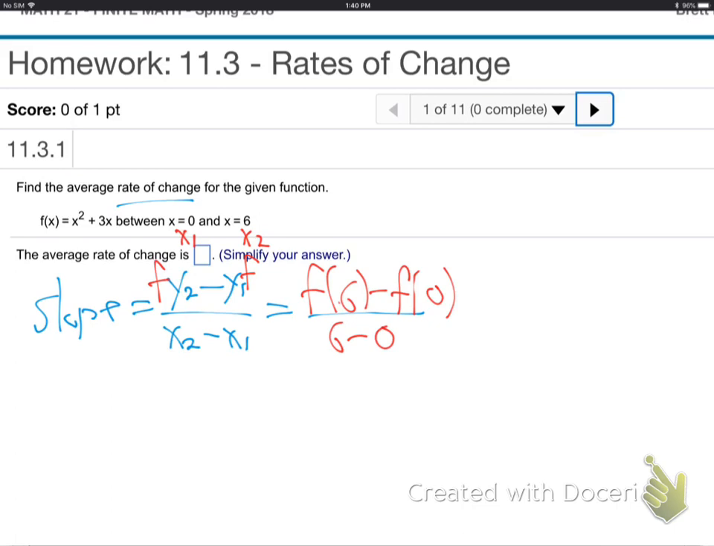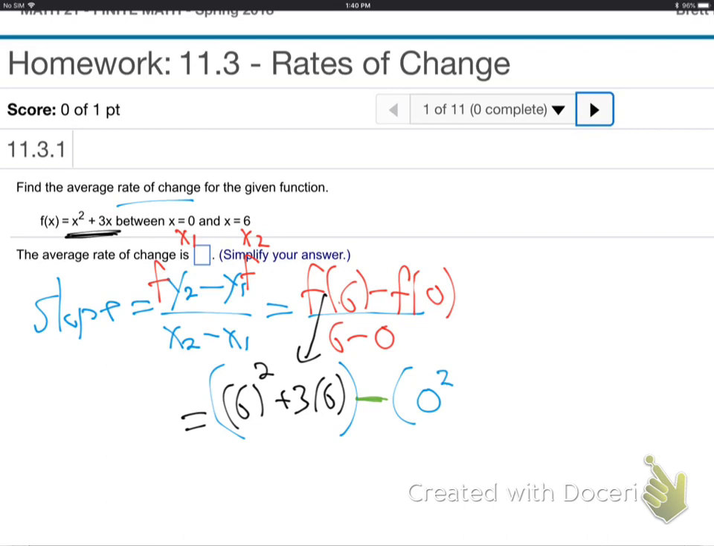So I just got to plug in 6 to what function? To this function right here. So f of 6, I'll bring this straight down here. F of 6 is going to be 6 squared plus 3 times 6. That's f of 6. Minus f of 0, which is 0 squared plus 3 times 0, over 6 minus 0. Everybody see what happened?